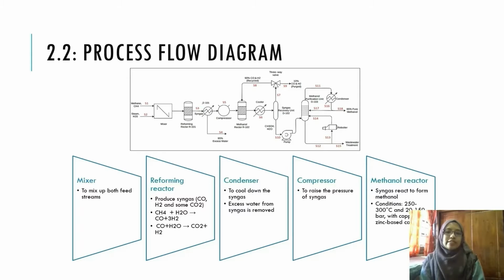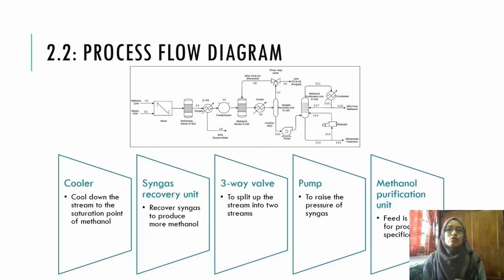The mixer is firstly needed to mix both feeds before being fed into the reforming reactor to produce syngas. Then the syngas is cooled down before being pressurized by a compressor, before being led into the methanol reactor to produce methanol. The stream is then cooled down to the methanol saturation point before entering the syngas recovery unit for cost-effective purposes.